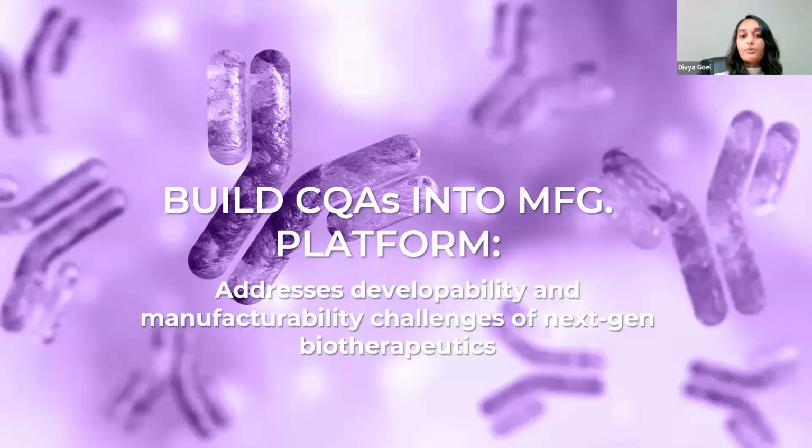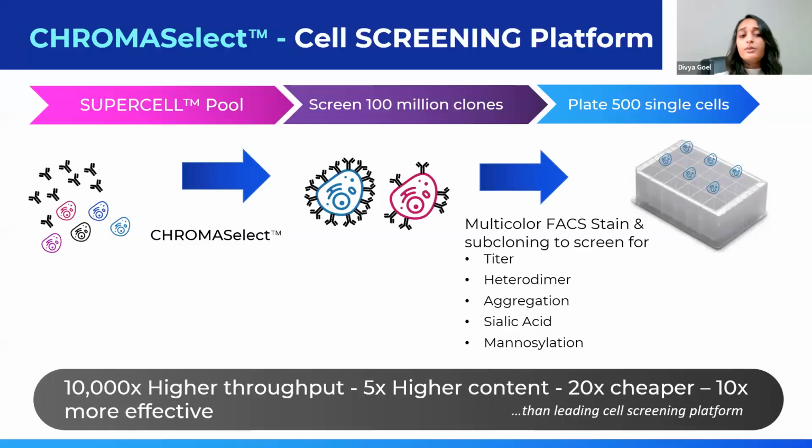And the last challenge that we wanted to address in the biomanufacturing workflow was to be able to build in critical quality attributes into our platform. And the way we've achieved that is implementation of our ChromaSelect system, which is a cell screening platform. The ChromaSelect system allows us to take a fraction of the protein of interest that would typically be solubly expressed and display it on the cell surface. And then we can screen by flow cytometry individual clones and sort them out.